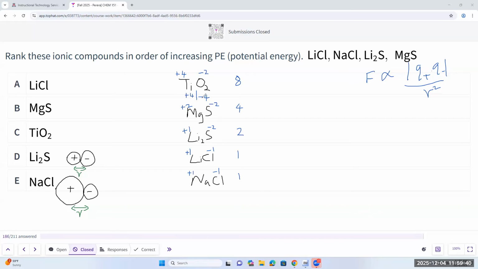Based on the charge product, titanium dioxide has the greatest charge product, meaning the strongest attractive interactions between the ions, meaning the lowest potential energy, then magnesium sulfide, then lithium sulfide, and then lithium chloride and sodium chloride. Between lithium chloride and sodium chloride, they have the same charge product. Therefore, we need to resort to the distance between the ions. Lithium is smaller than sodium, so the distance between the ions is smaller for lithium chloride. Therefore, attractive interactions are stronger in lithium chloride compared to sodium chloride. Therefore, sodium chloride has the weakest ionic force, meaning the highest potential energy out of all these compounds. That's it. Done.